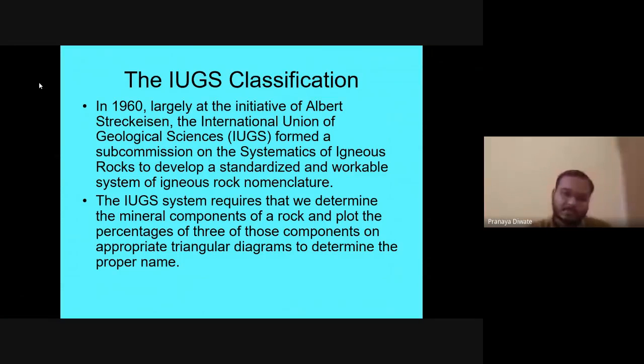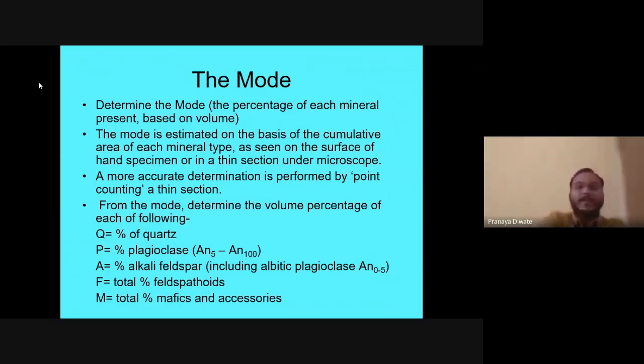We determine the mode. What is the mode? The percentage of each mineral present based on volume is known as the mode. The mode is estimated on the basis of the cumulative area of each mineral type as seen on the surface of a hand specimen or in a thin section under the microscope. We prepare a thin section for the microscope, which has a very typical process of formation.